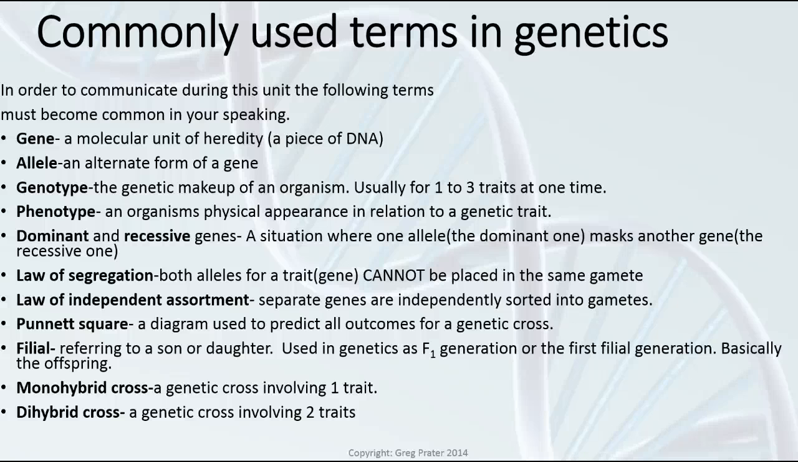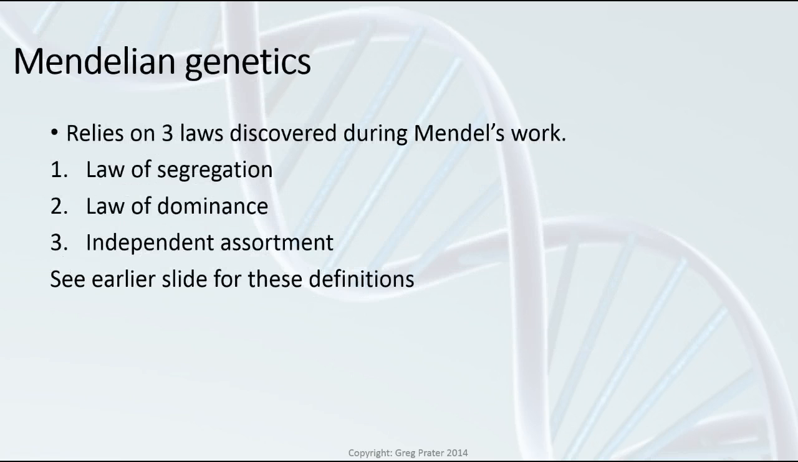In order for you to understand what I'm talking about, I'm going to use the word gene and allele, which sometimes seem similar, but they're not. I'm going to use the word genotype and phenotype, which kind of sound a lot alike, but they're not. I'm going to use dominant, recessive, law of segregation, law of independent assortment. We'll use Punnett square a whole lot. We'll use the words monohybrid cross and dihybrid cross some, as well as the word filial, because it actually is the word that stands for the F in the F1 generation. So write all these down, start getting familiar with them, at least saying them out loud.